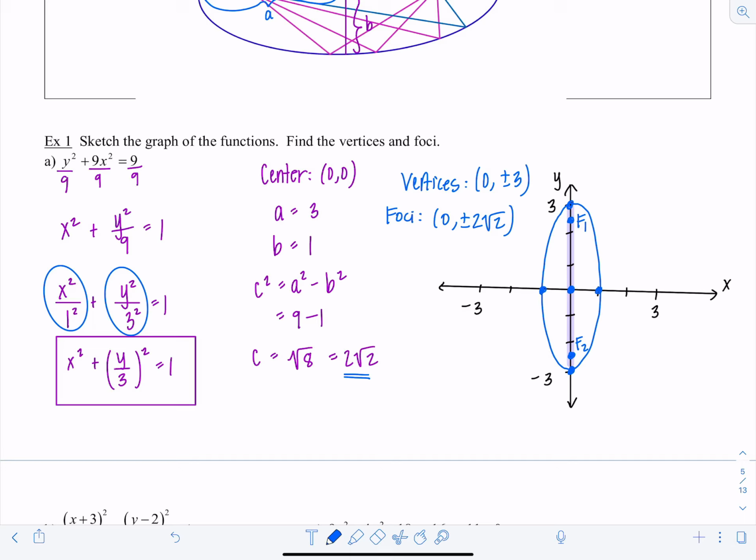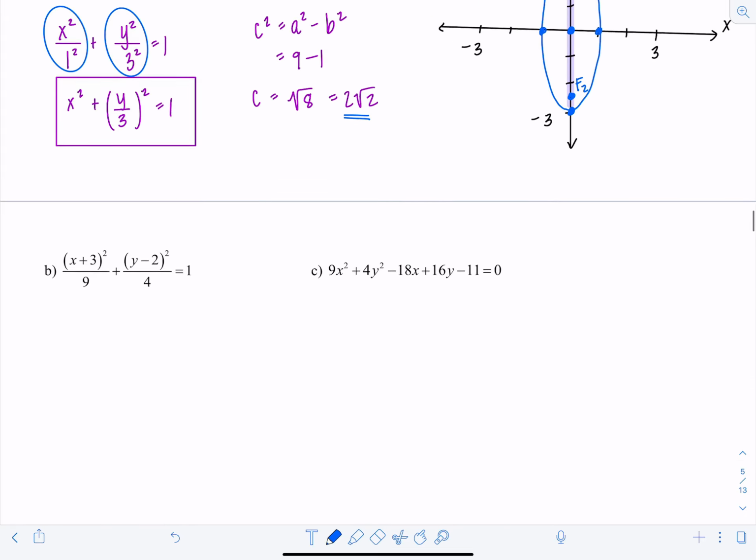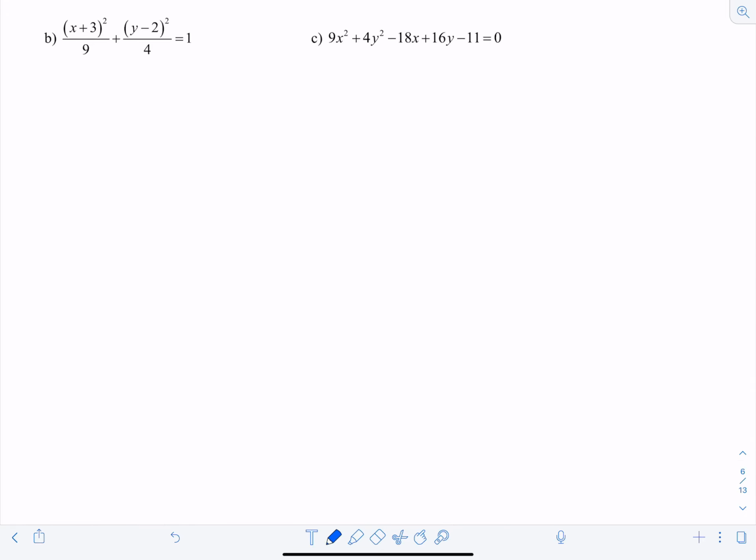Easy squeezy. Okay. What if it's not centered at the origin, right? Example B, (x plus 3) squared over 9 plus (y minus 2) squared over 4 equals 1. So first, let's see, where's the center? So the center is at (-3, 2). What's a equal to? It's 3, right? Since this is 3 squared. And what's b equal to? It's 2. So let's find c. So c squared is a squared minus b squared, which is 5. So c is rad 5.